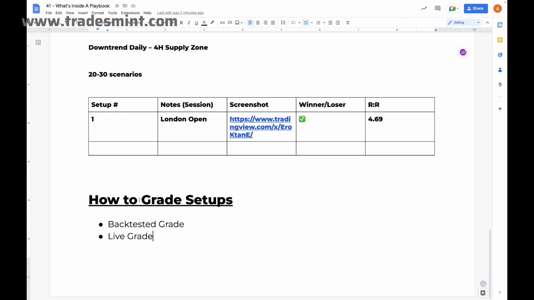So you say for the year, I have X amount of 4-hour supply setups, and that contributed to $50K for the year. I had X amount of the C setups, and that contributed to negative $5K for the year, right? So this is the kind of level of detail we want to have.